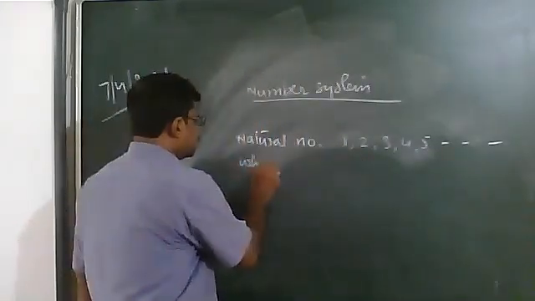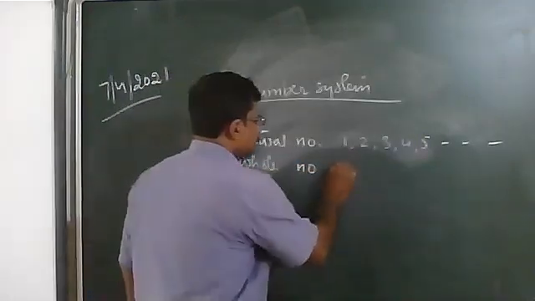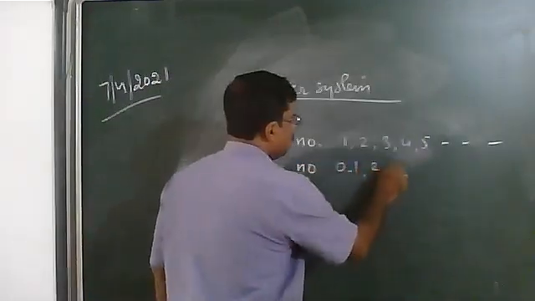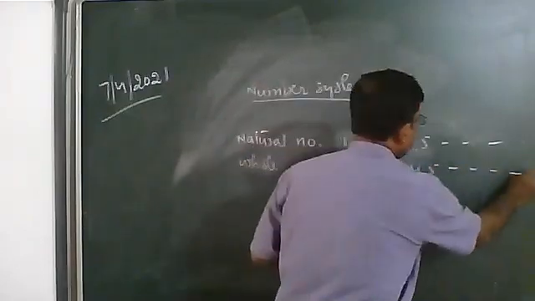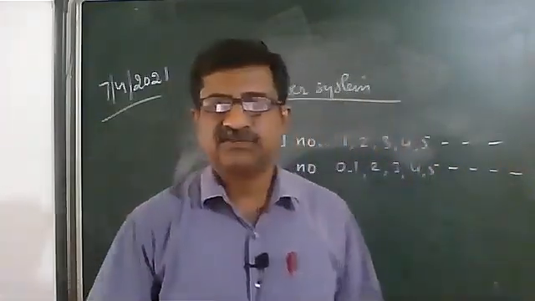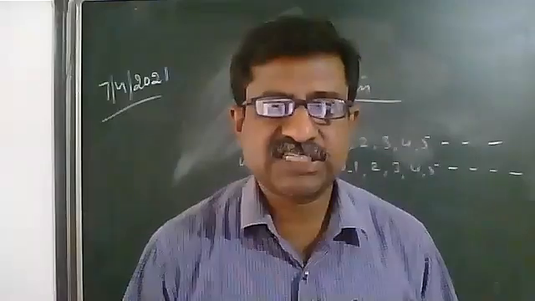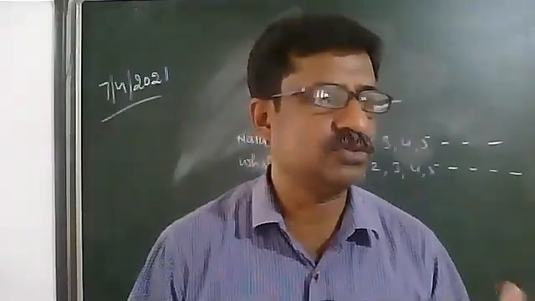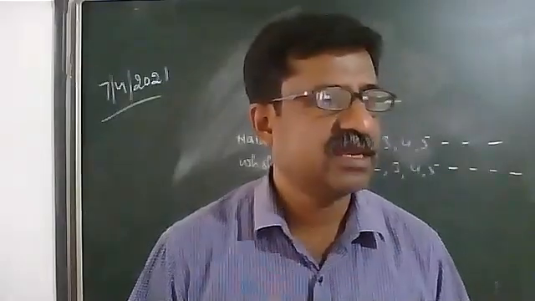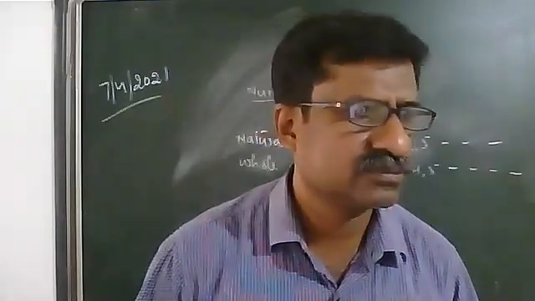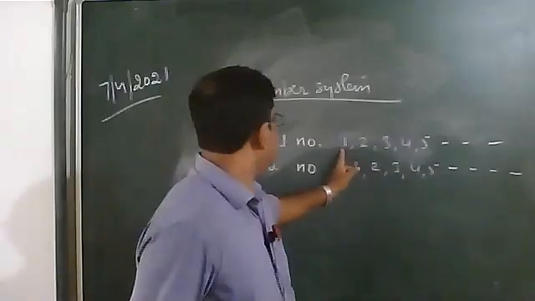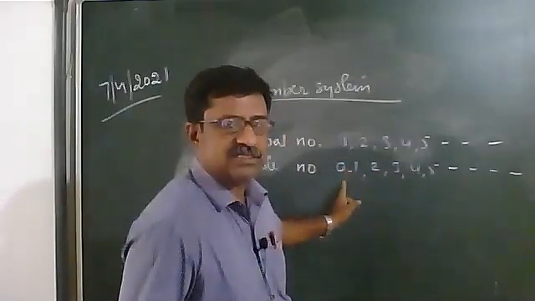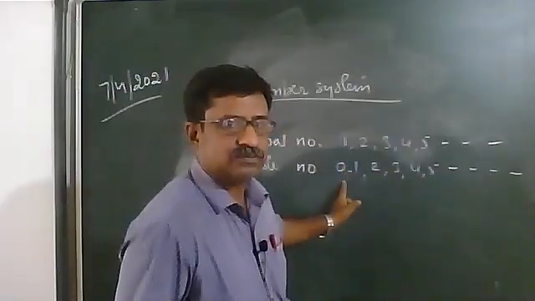Now, after the discovery of 0, the set of numbers are said to be whole numbers. Therefore, the whole numbers start from 0 and it goes on. 0, 1, 2, 3, 4, 5, 6, and that way it goes on. Least natural number is 1 and the least whole number is 0.